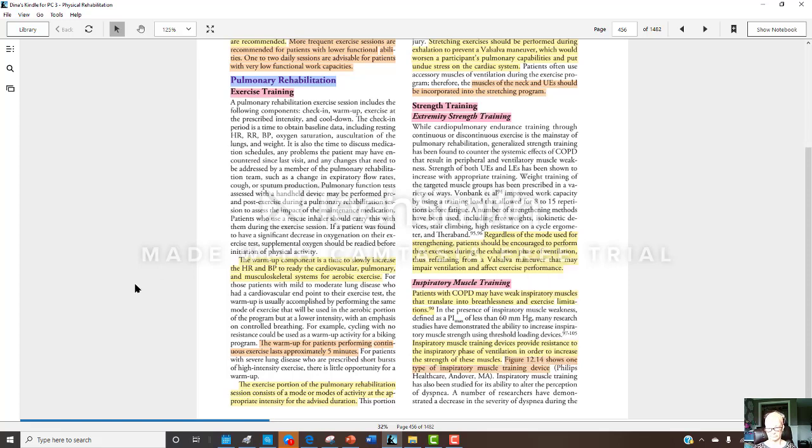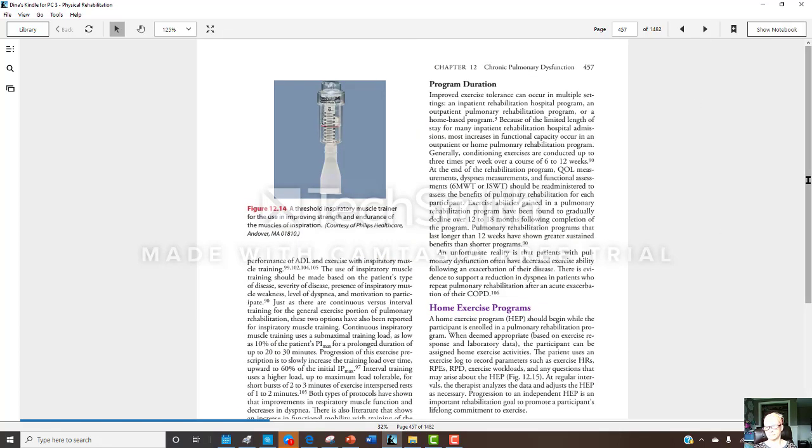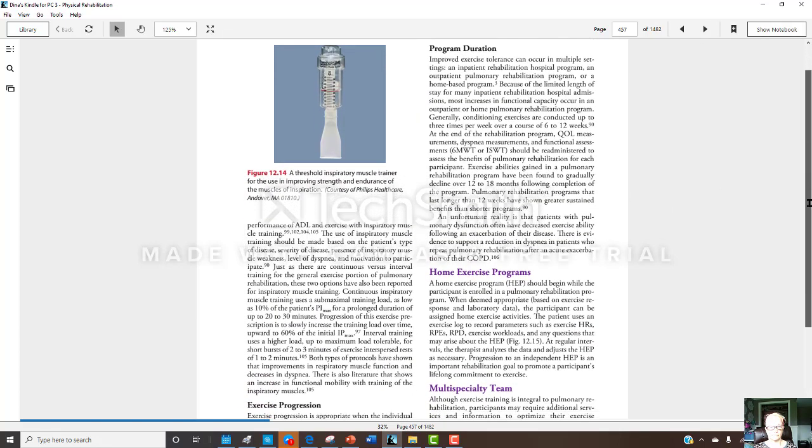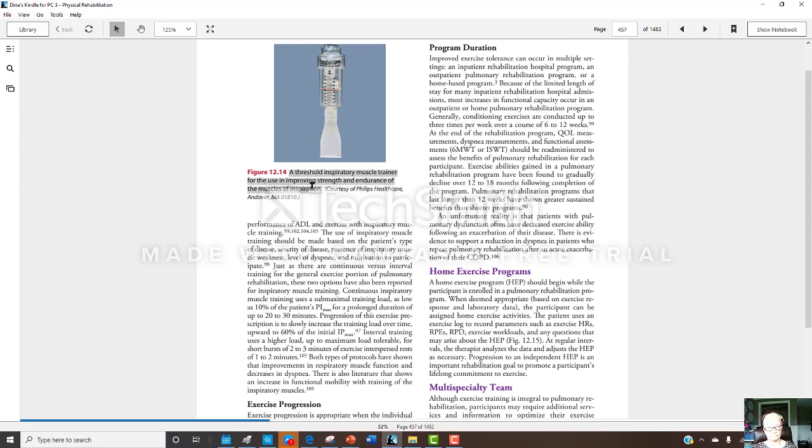Philips Healthcare, Andover, MA. Inspiratory muscle training has also been studied for its ability to alter the perception of dyspnea. A number of researchers have demonstrated a decrease in the severity of dyspnea during the performance of ADL and exercise with inspiratory muscle training. 99, 102, 104, 105. The use of inspiratory muscle training should be made based on the patient's type of disease, severity of disease, presence of inspiratory muscle weakness, level of dyspnea, and motivation to participate.